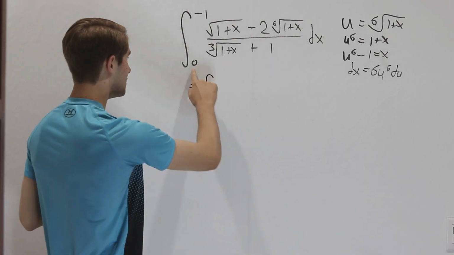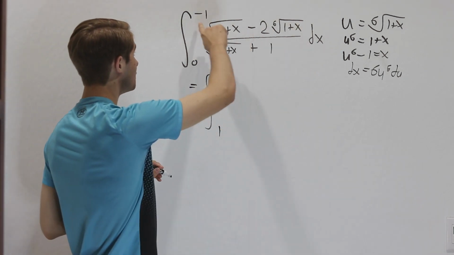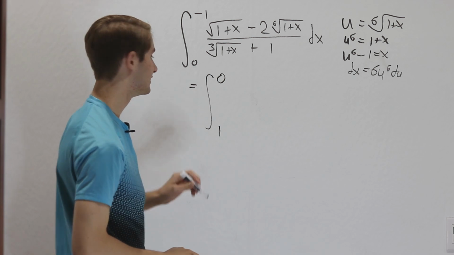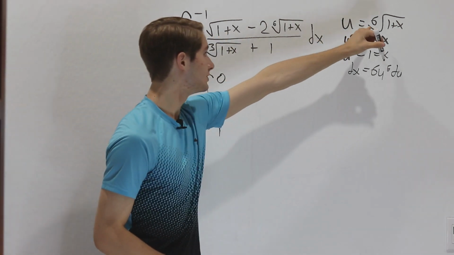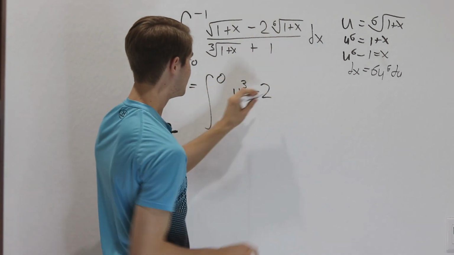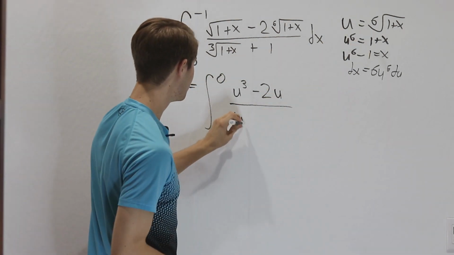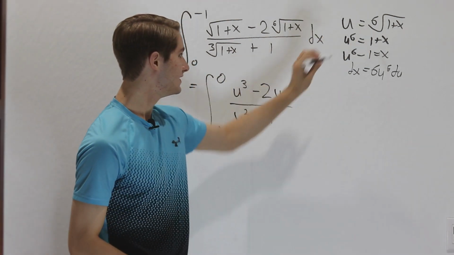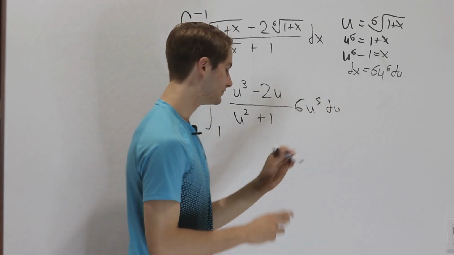The sixth root of 1 plus 0, well, the sixth root of 1 is just 1. And then the sixth root of 1 plus -1, sixth root of 0, is just 0. Now let's look at this. The square root of 1 plus x is going to be the sixth root cubed. So we get u cubed minus 2, and then the sixth root is u, over the cube root is going to be the sixth root squared plus 1, and then dx is 6u to the fifth du.